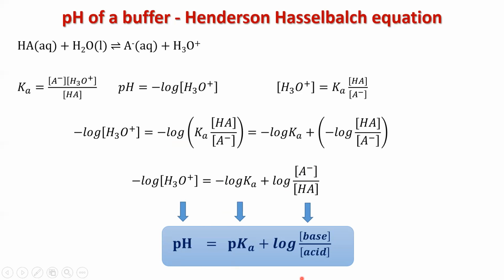So this here is what we call our Henderson-Hasselbalch equation. If we know the Ka and we take the negative log of the Ka, we can figure out pKa. If we know the concentration of the base over the acid, we can calculate the pH of the solution.